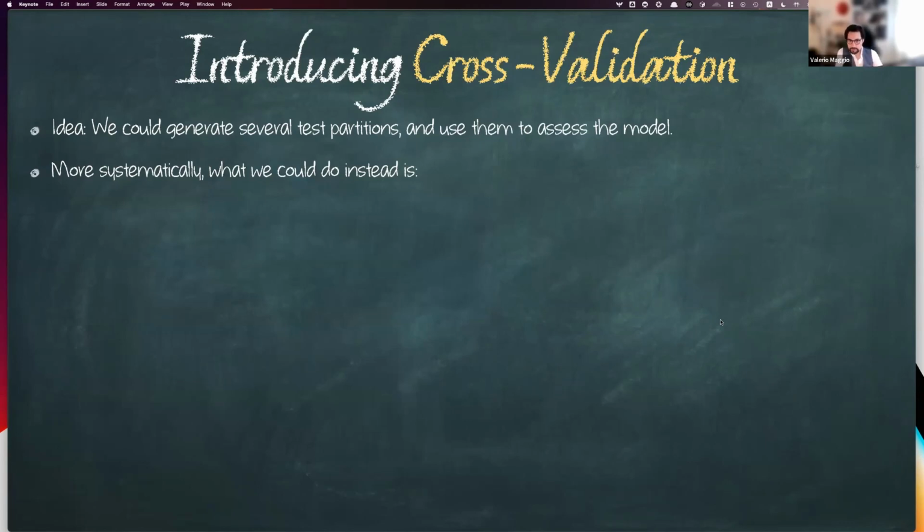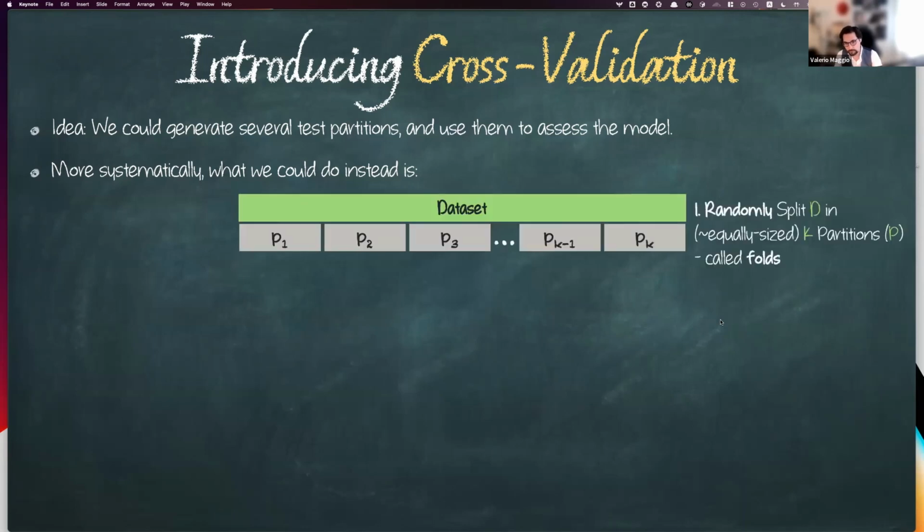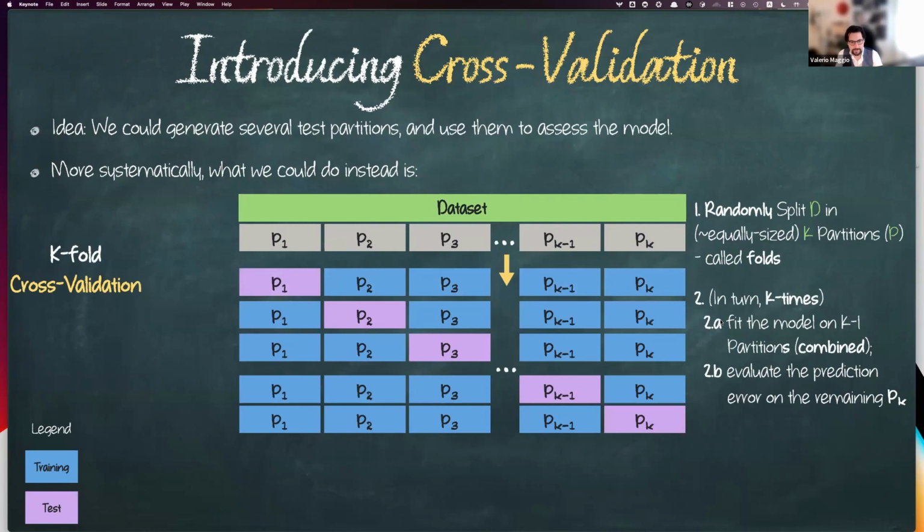We can do a slightly more sophisticated partitioning process, which is called cross-validation. The idea is that we generate several test partitions, and we use them to assess the model. So we have the data set, we randomly split the data into k partitions, also known as folds, and then we use these folds in turn. So for k times, we fit the model on the k-1 partitions, the blue ones you see, and the pink one is essentially going to be used as the evaluating partition, so the test partition or validation partition. And we repeat this process all the time.